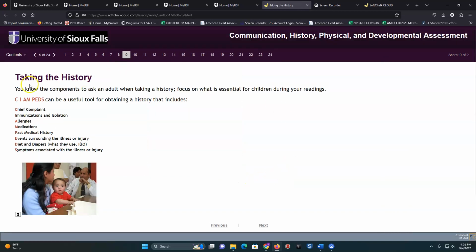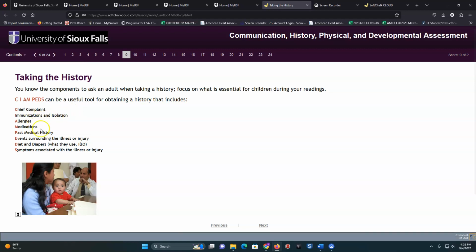Taking a history, so you've done adult histories and physicals. Peds is going to be very similar, but we do ask some different questions. So the CIM PEDS is a mnemonic that can be helpful. Chief complaint, same as adults: why are you here? Immunizations, we usually ask this of kids, but usually not so much of adults. Isolation: who have they been around? Have they been at home? Have they been away from school, etc.?